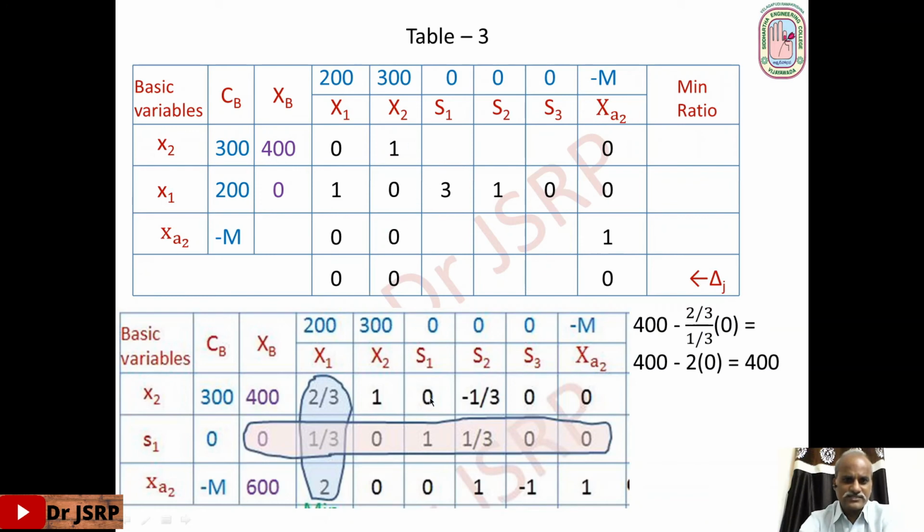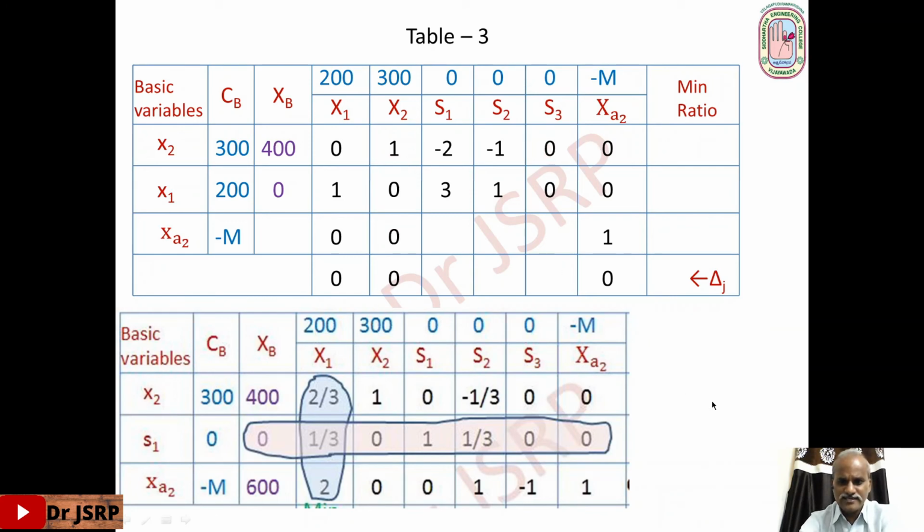Next, the S1 value. Just replace 0 and 1: 0 minus 2 into 1 is minus 2. For S2, replace minus 1 by 3 and 1 by 3: minus 1 by 3 minus 2 into 1 by 3, which is minus 2 by 3. So minus 1 by 3 minus 2 by 3 is minus 3 by 3, that is minus 1. For S3, replace 0 and 0: 0 minus 2 into 0 is 0. This is the first row calculation.